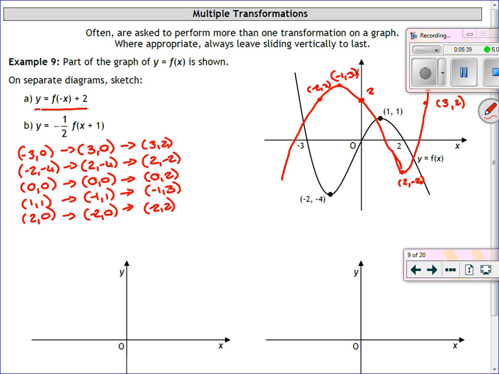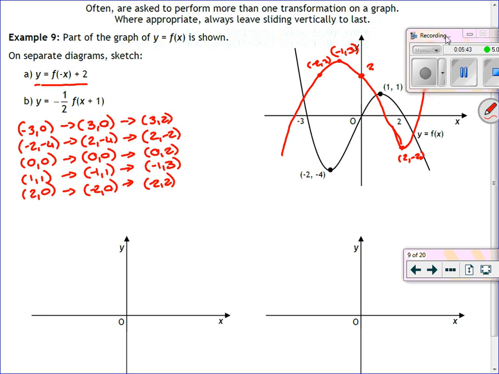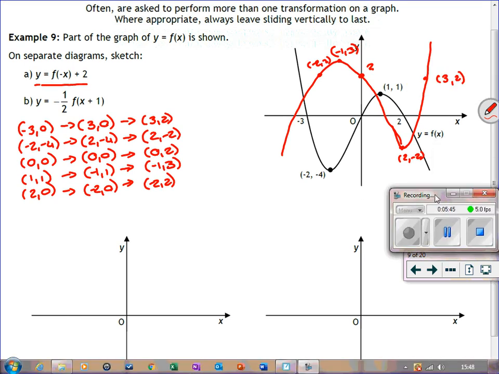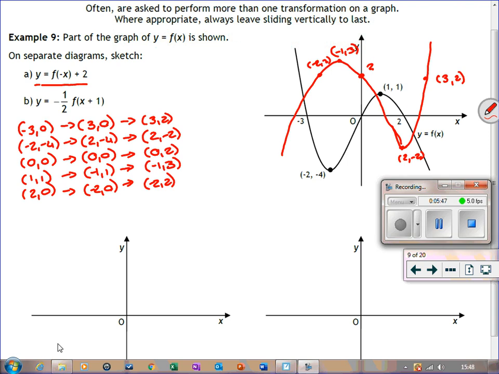The question has asked us to sketch on this separate diagram. So a good idea, if you ever get this situation and they ask you to draw in a separate diagram, I always still think making a light annotation on the graph that you have, just to show where the transformation goes to, and then copy it over into the separate diagram.